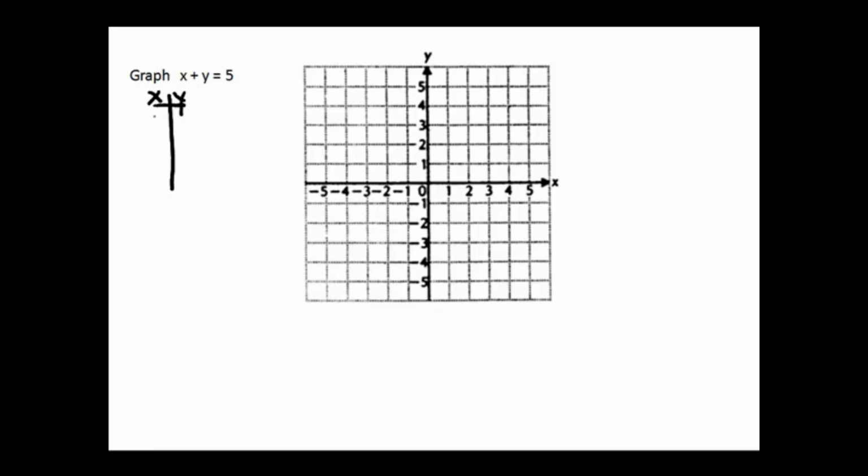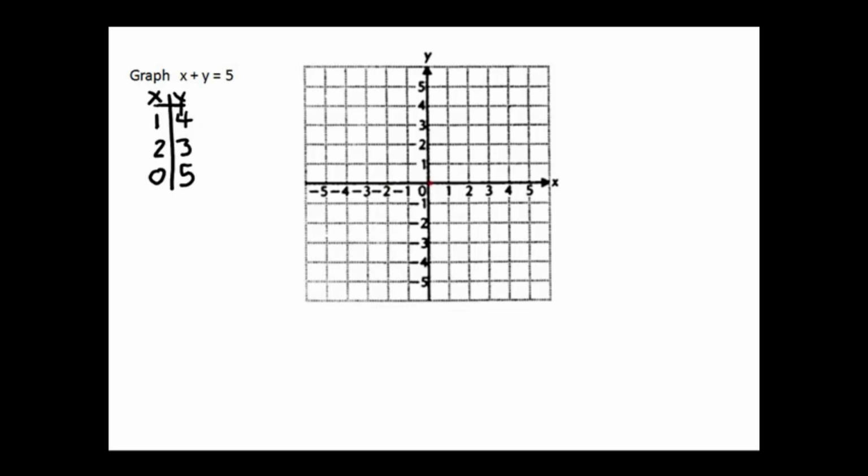So we might use 1 and 4 because 1 plus 4 equals 5. We might use 2 and 3. We could use 0 and 5. We could pick any ordered pairs that add up to 5, so make it true. And now let's plot those points on our grid.